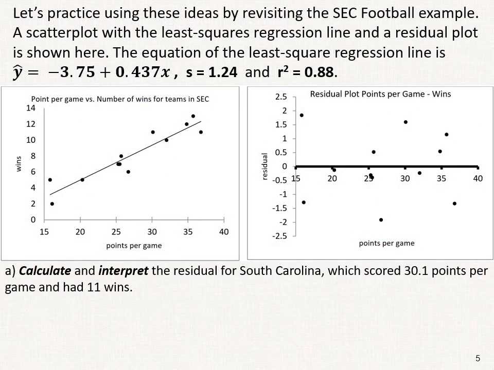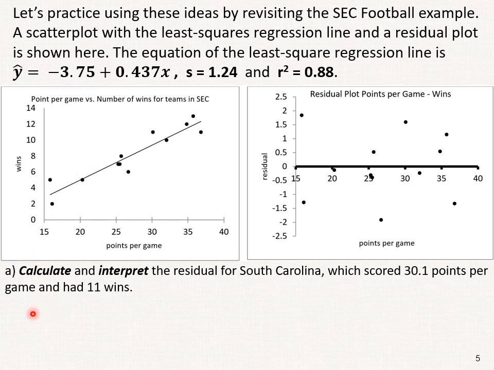Okay, so let's use some of these ideas. Here we're looking at the SEC football example. If you remember, we were using the average points per game in a season to predict the number of wins in the season. So we have a scatter plot of the average points per game for each team and the number of wins in the season, and each dot represents one team.